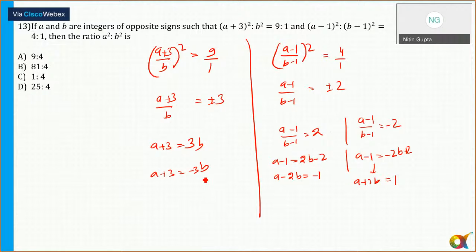So now we need to solve these equations. Yes, that's right. And remember, the condition is that here. So we need to solve if A plus 3 is equal to 3B, substitute in this and this. And then you need to check.